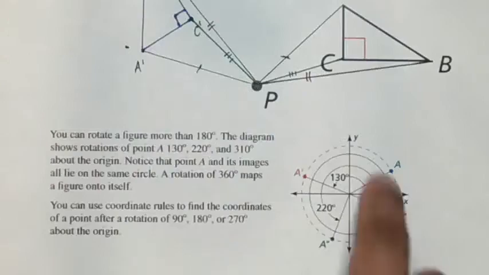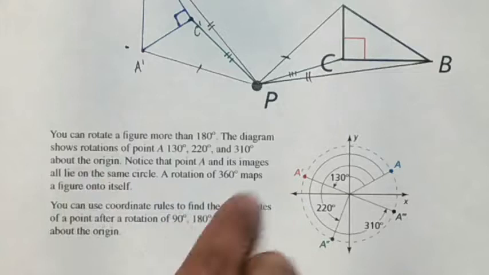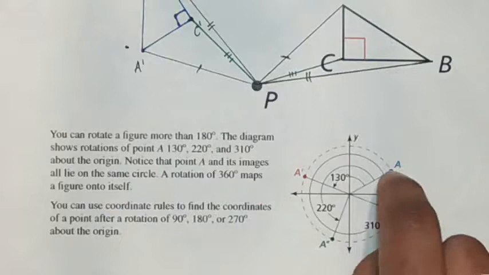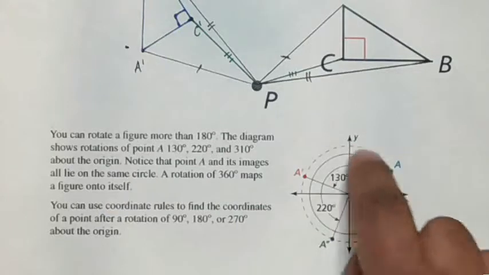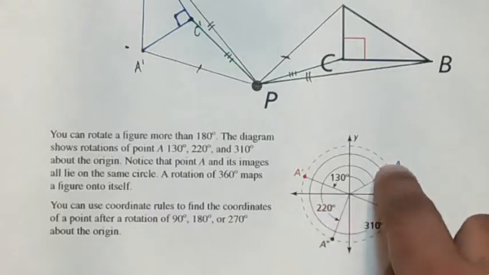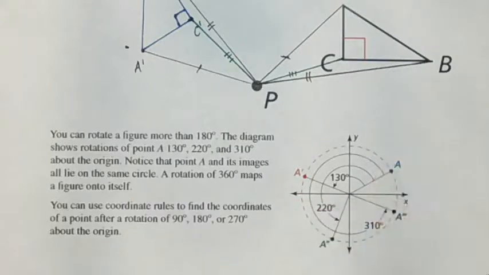This next picture says that you can rotate something more than 180 degrees. You take this point A and rotate it 130 degrees, 220 degrees, 310. Once you get to 360, that takes you right back to where you were if you go all the way around.